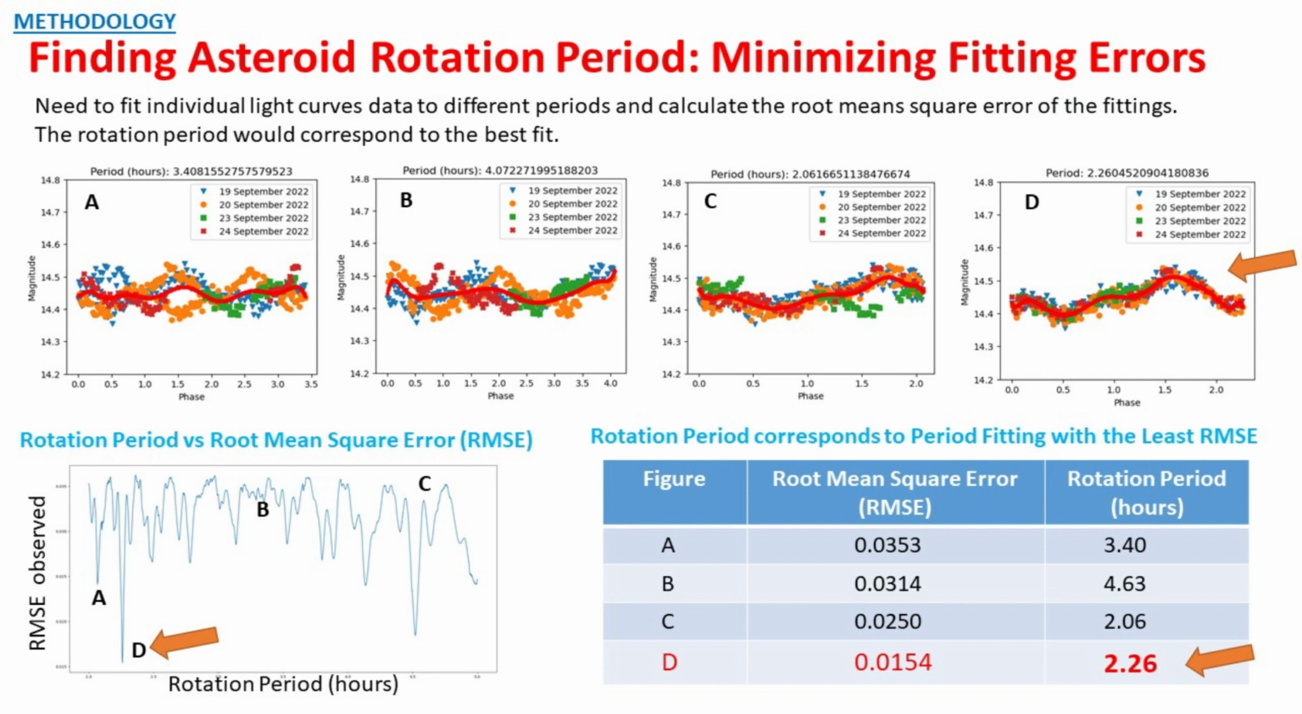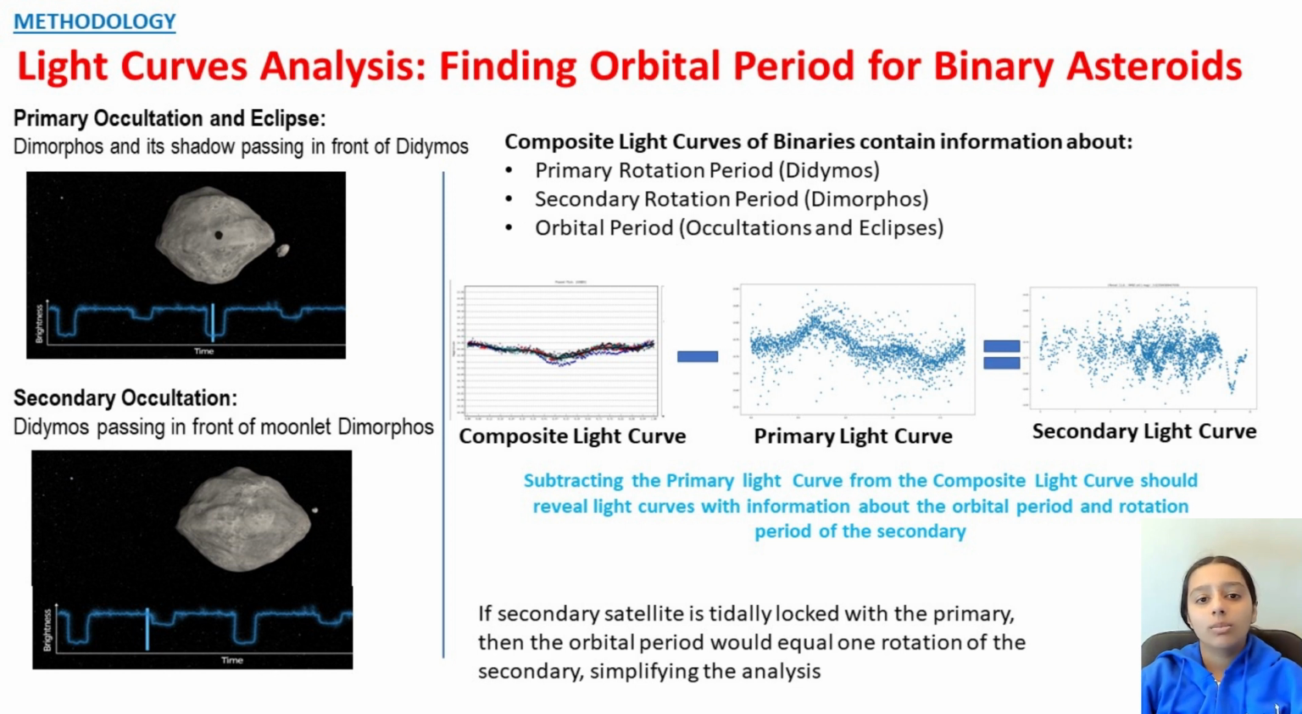I then combined my observations and created composite light curves. The curve with the smallest root mean square error was 2.26 hours. But in binary systems, composite light curves do not only contain information about the rotation.